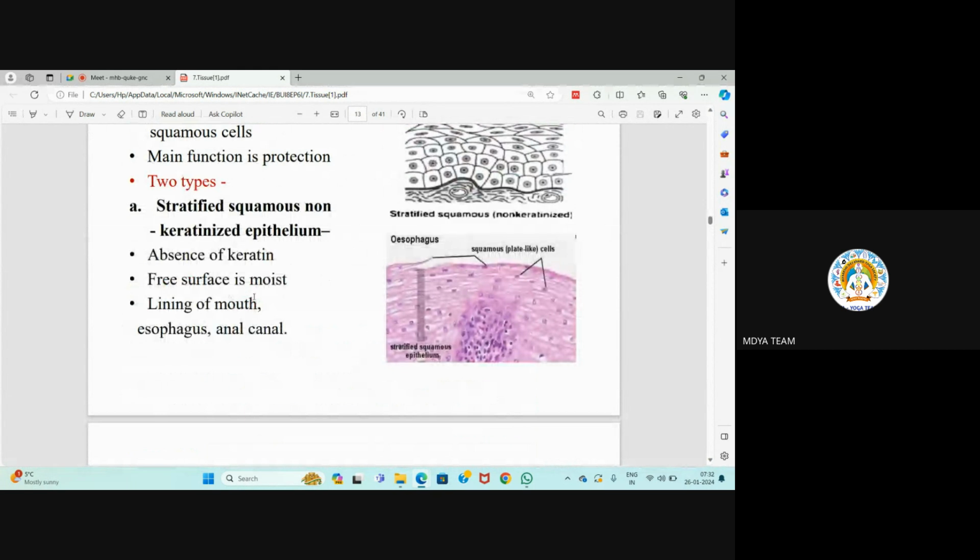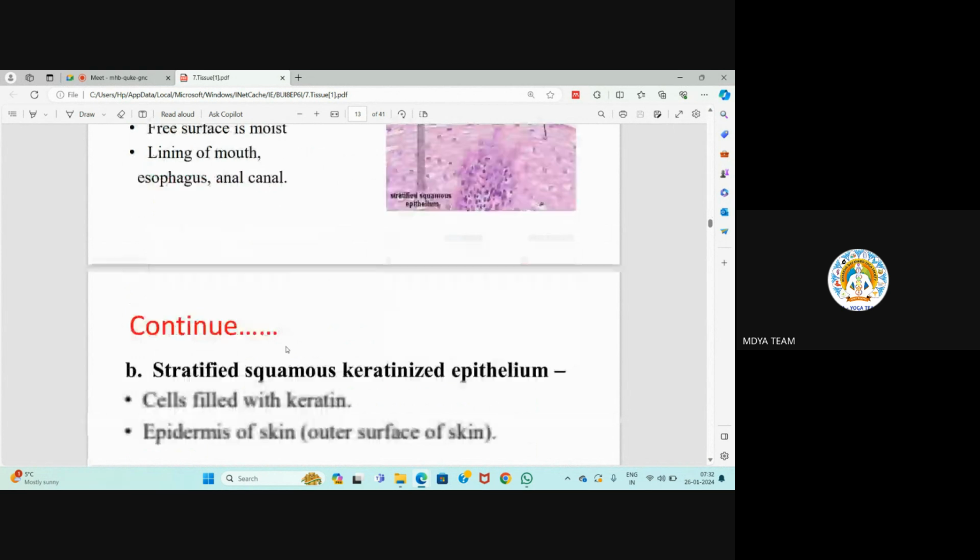Free surface is moist, lining of mouth, esophagus, anal canal. So these surfaces are made up of non-keratinized epithelium. So the surfaces are a bit moist. You can see the location, that is lining of mouth, esophagus, anal canal. Okay.